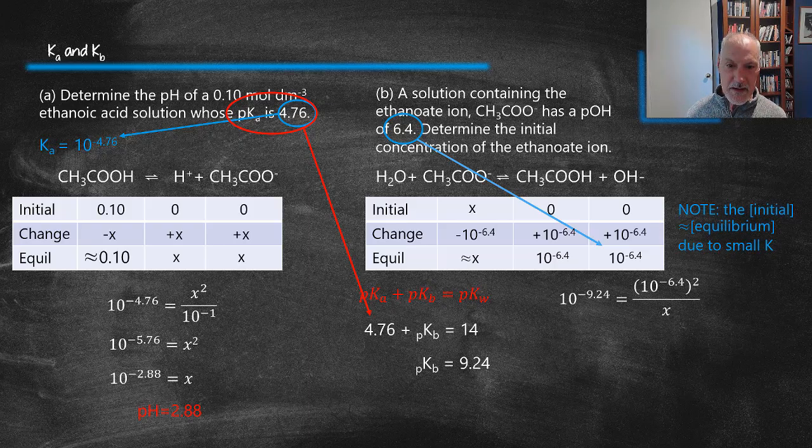Substituting now for the Kb expression, I'm going to now expand it and then solve for x. So 2.8 times 10 to the minus 4 moles per decimeter cubed.